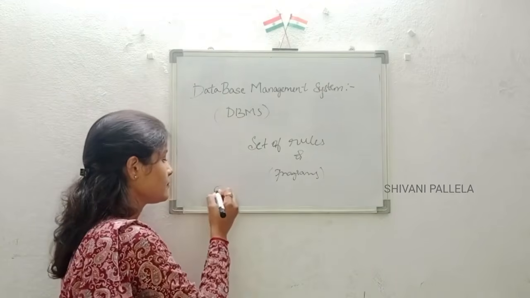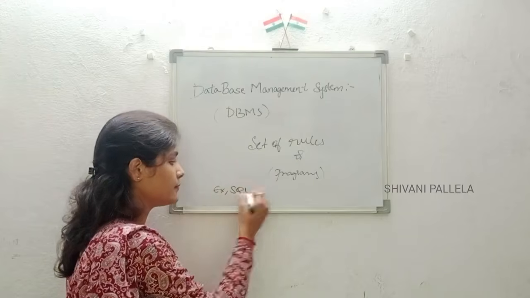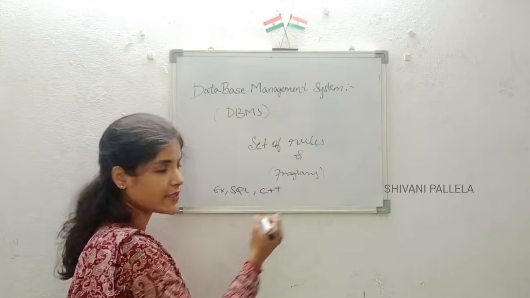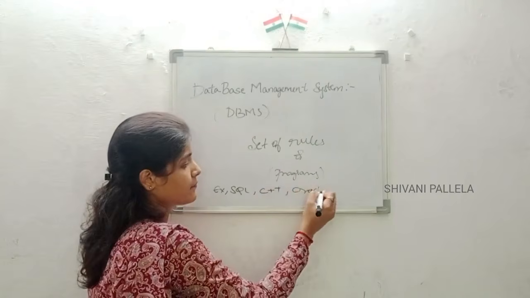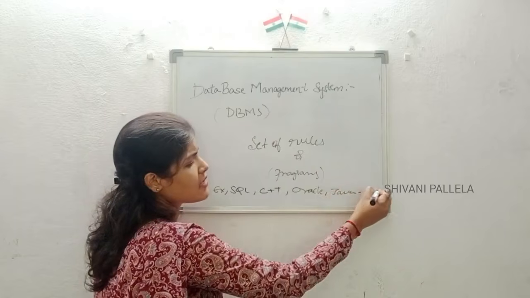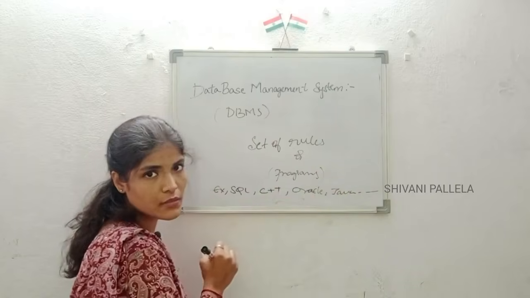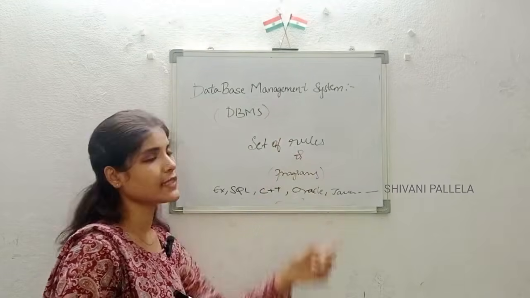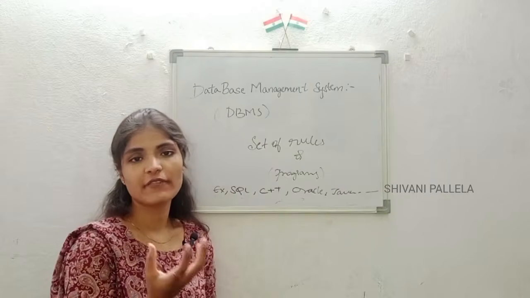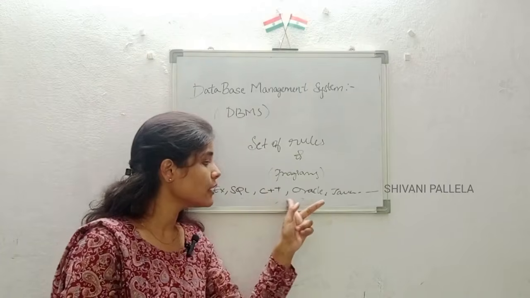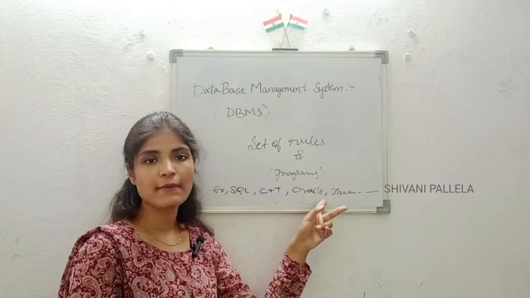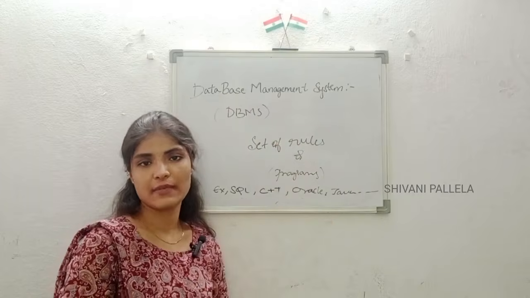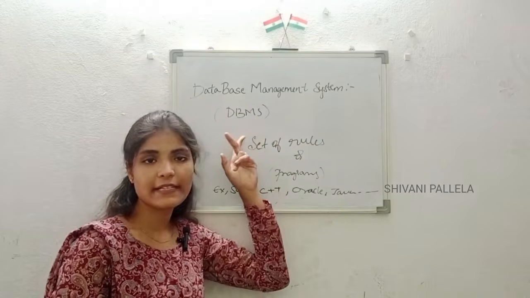For example, SQL. SQL is a programming language. C++, Oracle, Java, everything. These are all the programs which you will use to store the data. Whatever interrelated data we are getting, we will use a certain set of rules and regulations or programs for the storage of the data in a database, and that is known as DBMS. I hope that you have got clarity about the DBMS.